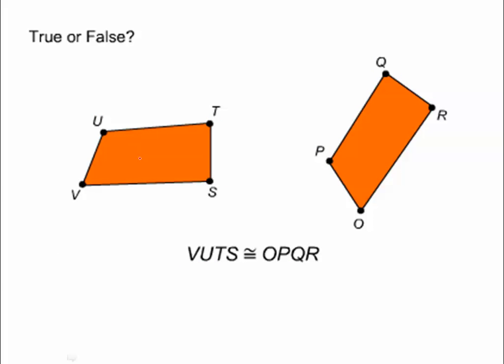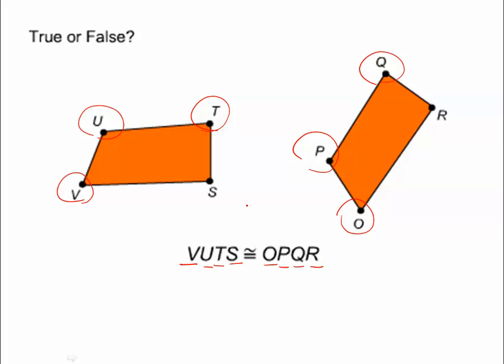Okay, now let's look here. They say V should go with O. That's true. U should go with P. U, P. And then T with Q. T and Q. And I bet we're going to be alright. S with R. There we go. So that one's true.